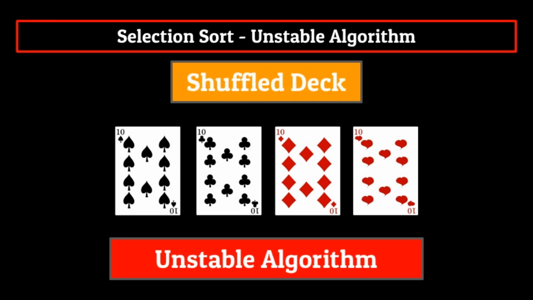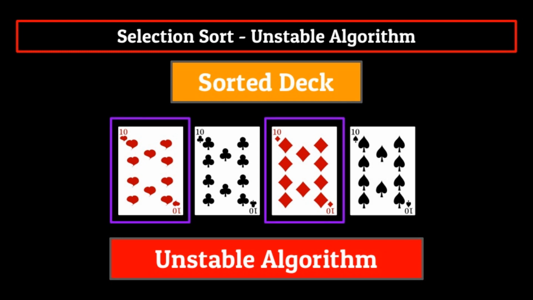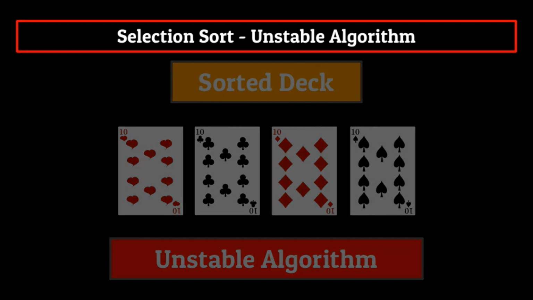In an unstable sorting algorithm, these cards might be in a different order once the list is sorted, because unstable sorting algorithms fail to preserve the order of duplicates. So as you can see, the 10 of hearts and 10 of diamonds switched places with one another once we sorted the deck. Since they all technically have the same value, the list is still sorted. The only difference is that the order of the cards as they appear in the deck was not preserved.